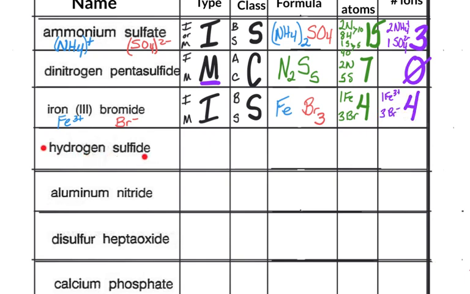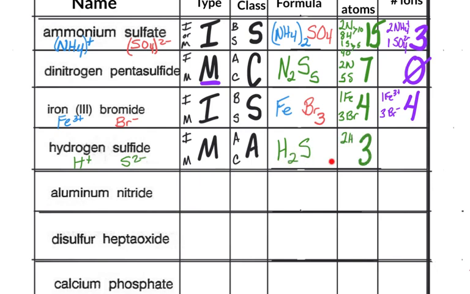Next, we have hydrogen sulfide. Hydrogen sulfide starts with hydrogen, which is a nonmetal, so this is a molecular type of compound. It does start with hydrogen, making it an acid. The formula then will be H with a plus, sulfide has a 2 minus. We put it together, we get H2S. Number of atoms is 3, 2 hydrogens, 1 sulfur. And finally, the number of ions is 0 because this is a molecular compound.